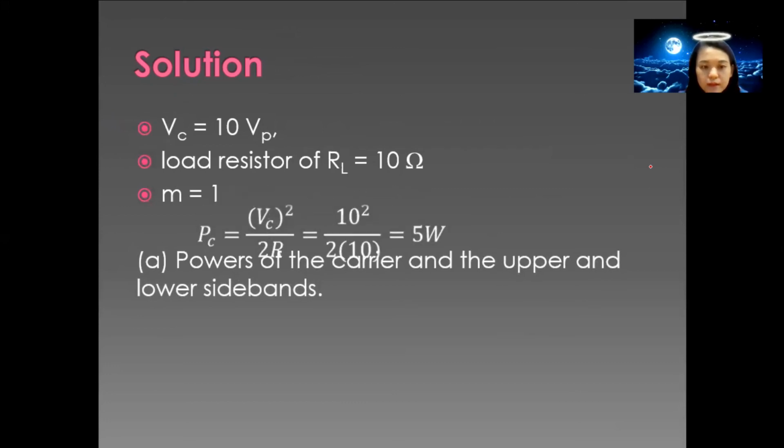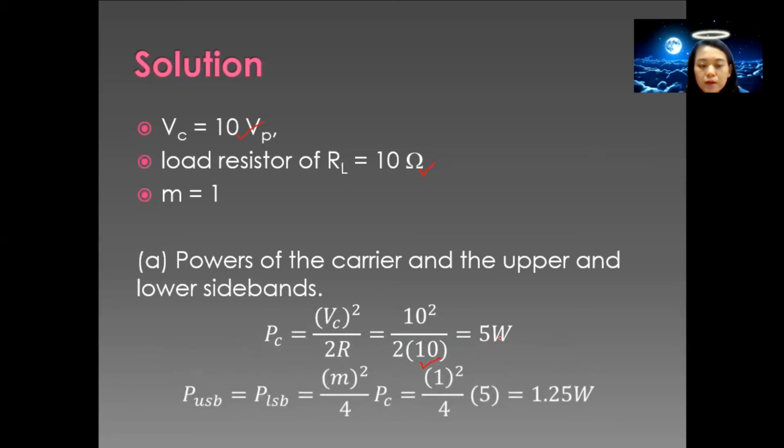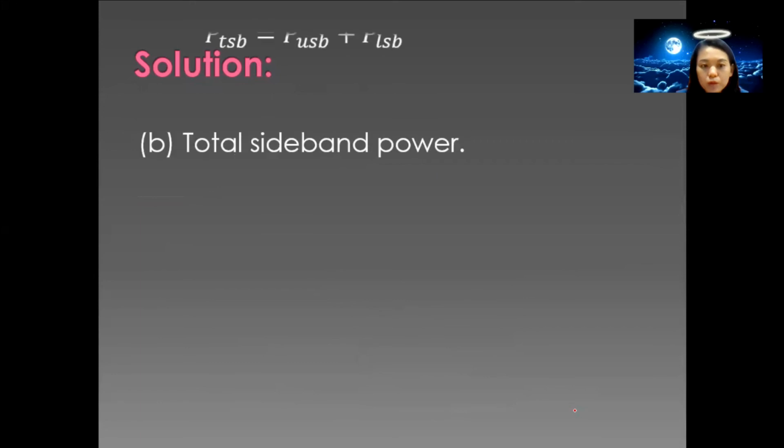So the power for the carrier, PC, equals VC squared divided by 2R. Just substitute in: 10 squared divided by 2 multiplied by our 10 ohm, and we get 5 watt. Then we find our upper and lower sideband. Upper is equal to lower sideband, which is M squared divided by 4 times PC. So our M is 1, squared, divided by 4, multiplied by our PC of 5, and we will get 1.25 watt.